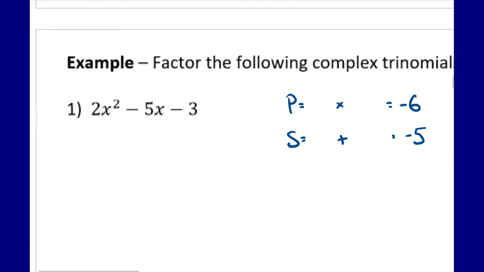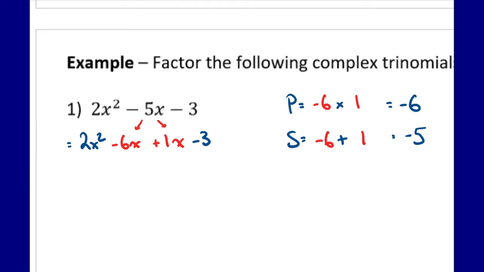So what two numbers multiply to negative 6 and add to negative 5? In this case, we would have negative 6 times positive 1. Negative 6 plus 1 gives us negative 5, and they multiply to negative 6. The difference here is that we take this middle value and split it up, so we're still left with the 2x squared. We have minus 6x plus 1x, and minus 3 is still the same. Now we're going to factor by grouping. I'm going to highlight my first group.